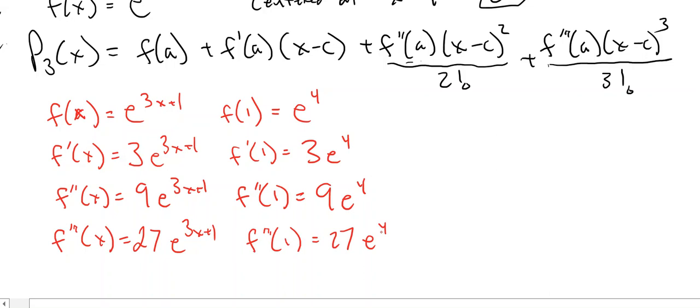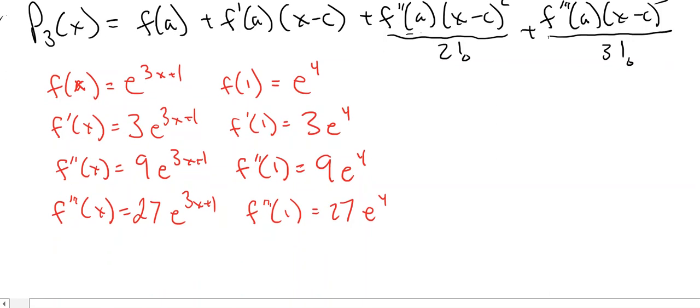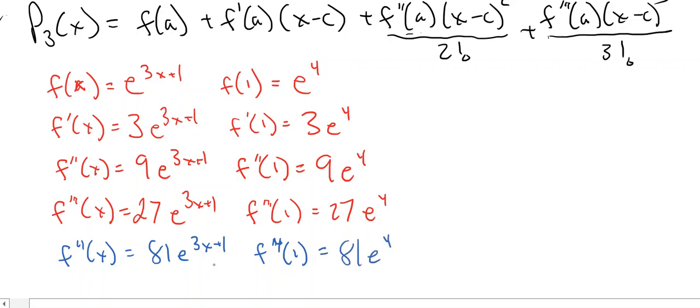Now, when we're doing the error calculation, we're going to want to find the fourth derivative. So I'm going to do that in blue here. The fourth derivative of x is going to be 81e to the 3x plus 1. Okay? And evaluating the fourth derivative at 1, we will have 81e to the 4th. So we're going to come back and use that a little bit later. But for our Taylor polynomial, all we need are these.